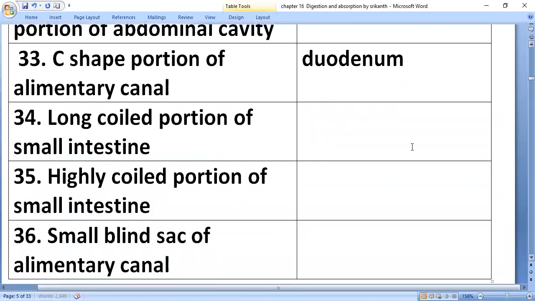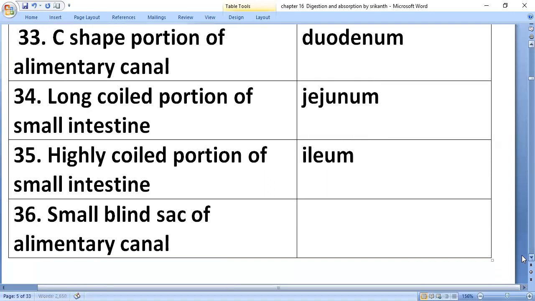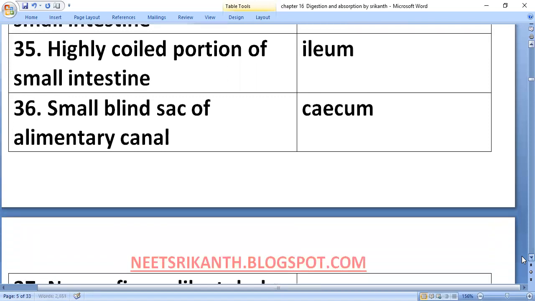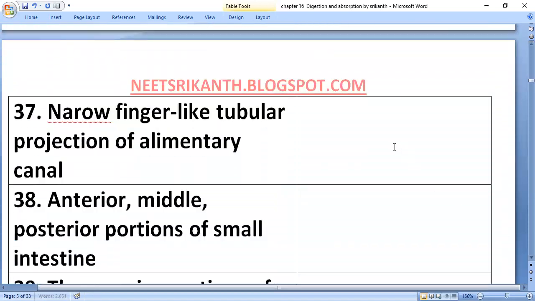The long coiled portion of the small intestine is the jejunum. The highly coiled portion of the small intestine is the ileum. The small blind sac of the alimentary canal is the cecum. The narrow finger-like tubular projection of the alimentary canal is the appendix.